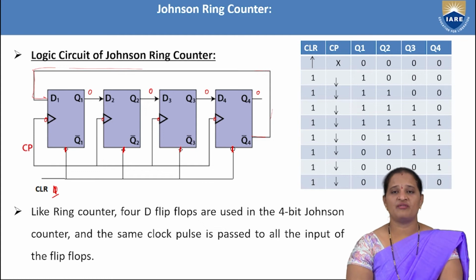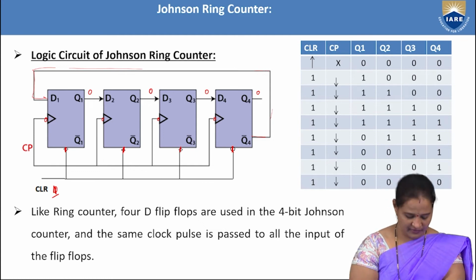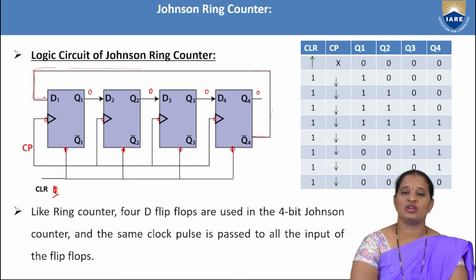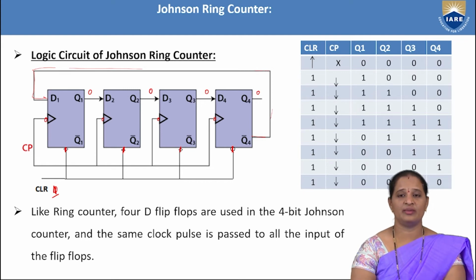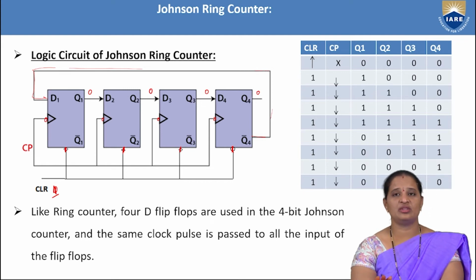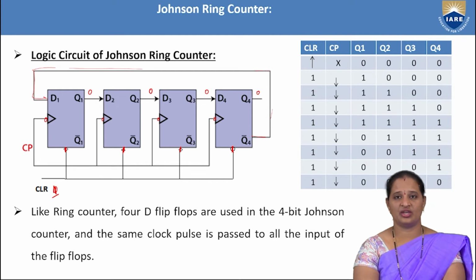That means during the falling edge of the clock, the state of the flip-flop will be changing. Every falling edge of the clock, the state of the counter will be changing here. So this is about the circuit. Now let us analyze the circuit here.